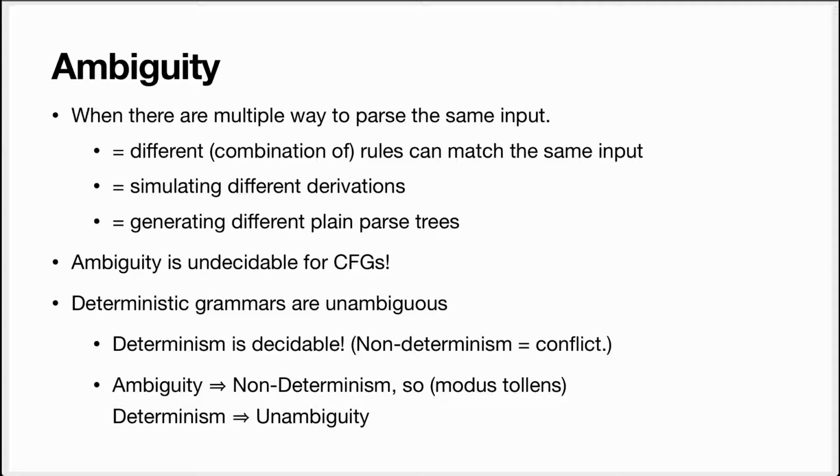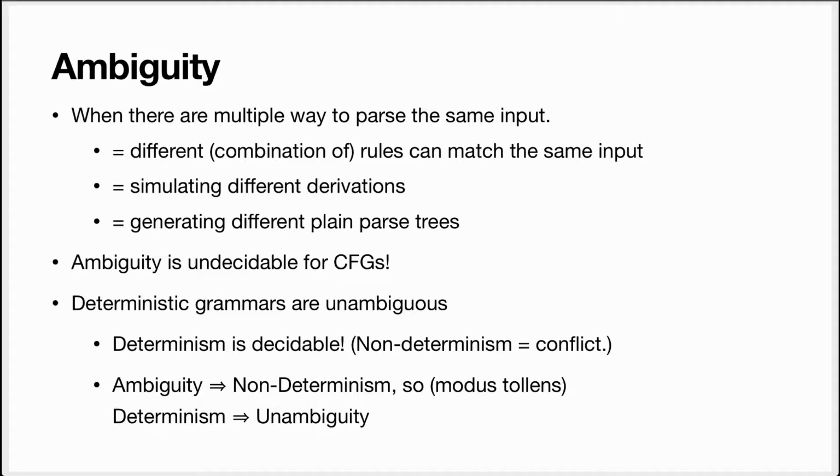Let's talk about ambiguity. I said that ambiguity was when there are multiple ways to parse the same input. Another way to say this is that different combinations of rules can match the same input portion. Yet another way to say it is that we are simulating different derivations. Note that a single sentence can have multiple rightmost derivations. Yet another way to think about this is that we are generating different plain parse trees. So those are non-abstract syntax trees that match the structure of the grammar used to match the input.